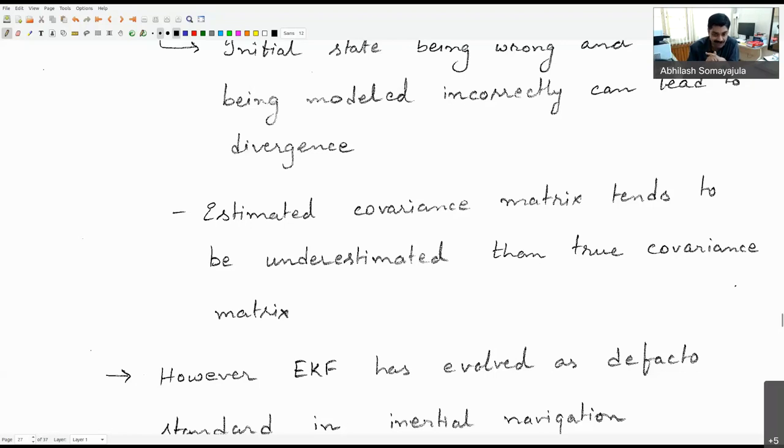The other way around is fine. I may believe it to be less certain, but the actual state which I get may be more precise. I can get away with that. That is good for me. But this is not good for me, because the actual covariance of this value, the so-called optimal, may be bigger than what I'm predicting it to be. So you have to take it with a pinch of salt.